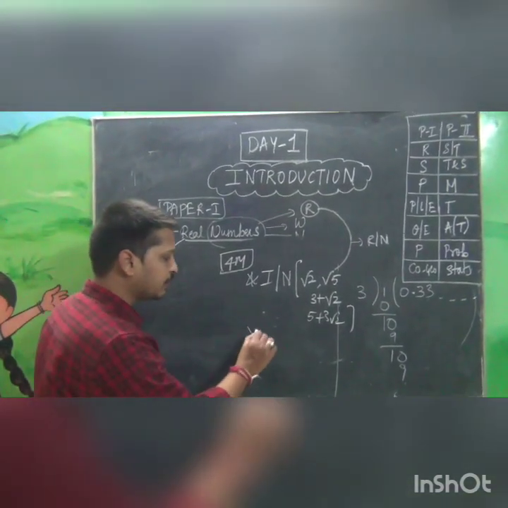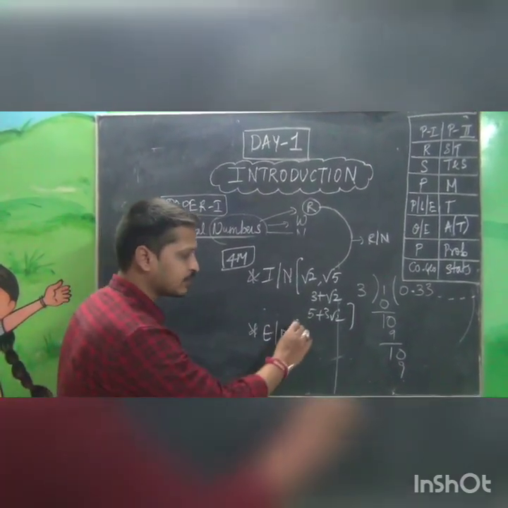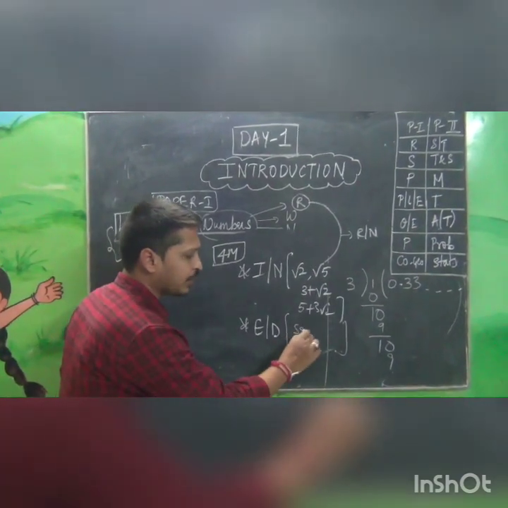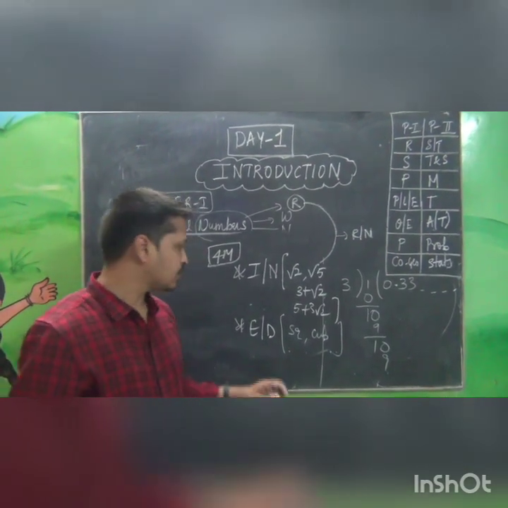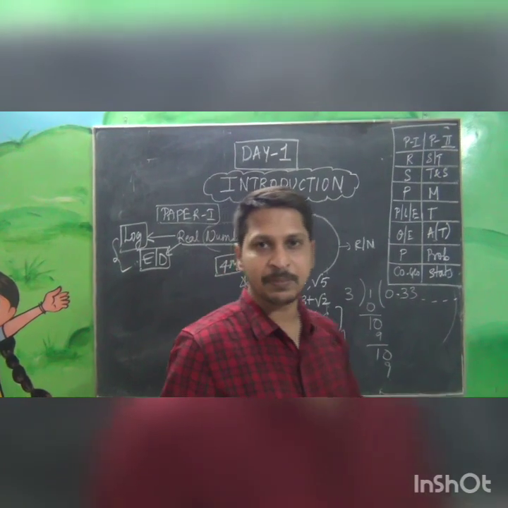Along with that, Euclid division. We have 2 questions in this. Also, about square and cube, we have 2 concepts which we will take this week. This is all about paper 1. Again I am telling, a very important chapter in paper 1.